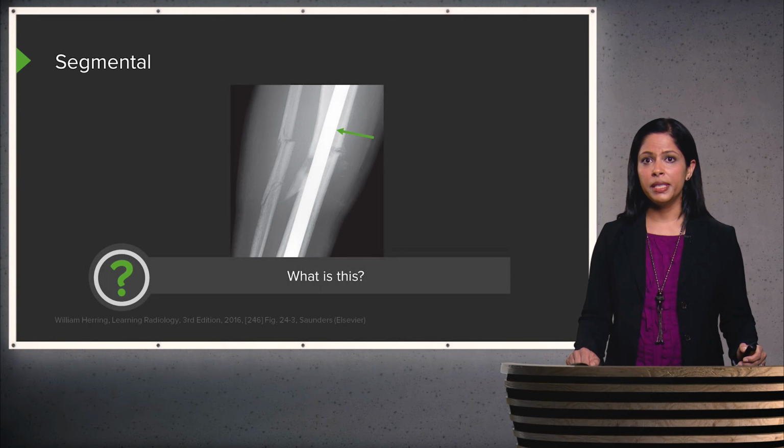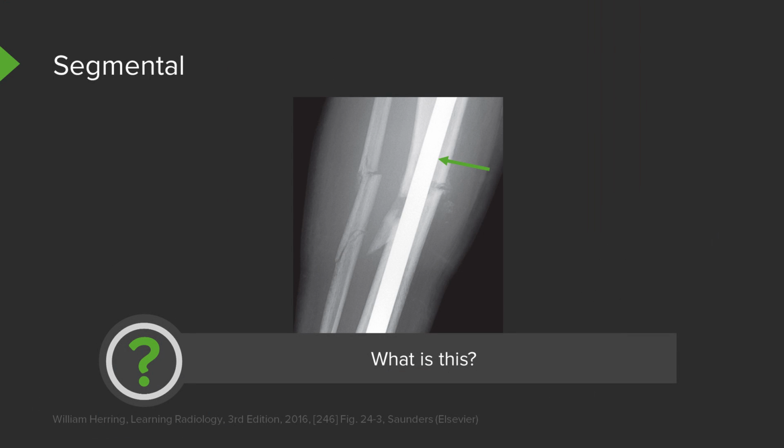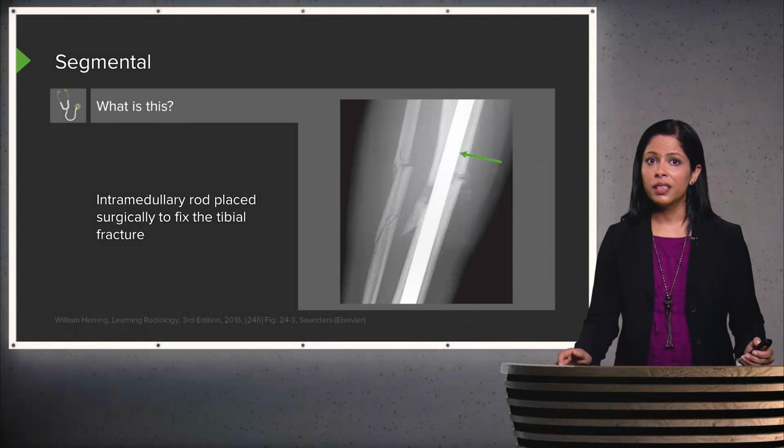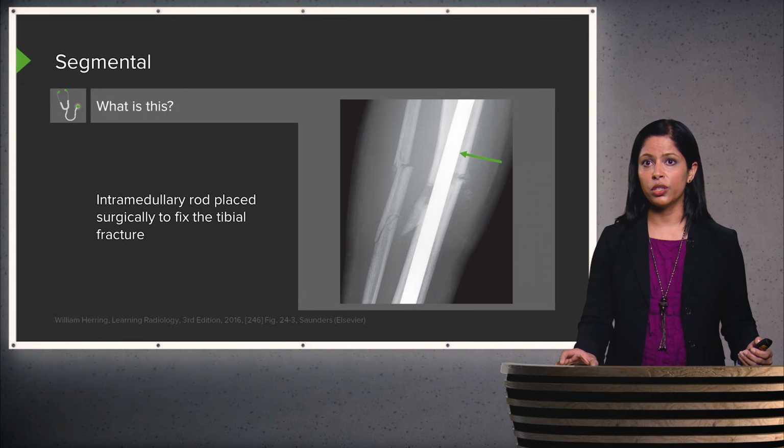So incidentally, we see another finding in the tibia. What do you think this represents? It's a very high density structure, higher in density than the surrounding bone. So this is an example of an intramedullary rod which was placed surgically to fix the tibial fracture. You can see a portion of the surrounding tibial fracture here.